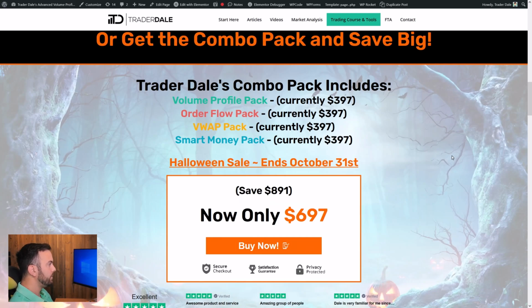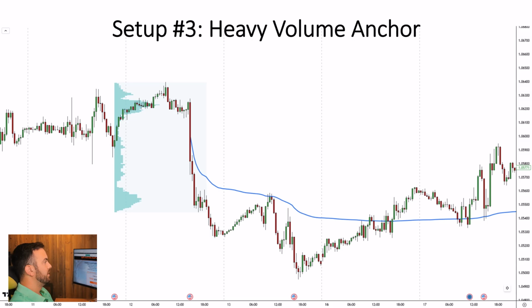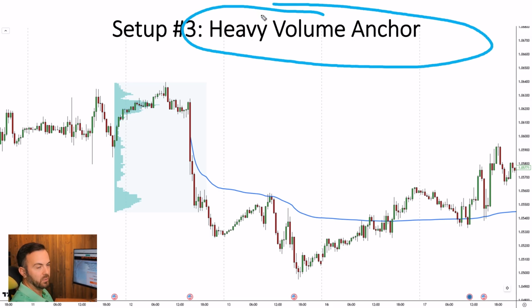Alright, so anyways, let's go back to the presentation and let me show you the third setup. So the third setup is anchoring the VWAP to heavy volume zones. In here you combine VWAP and volume profile.